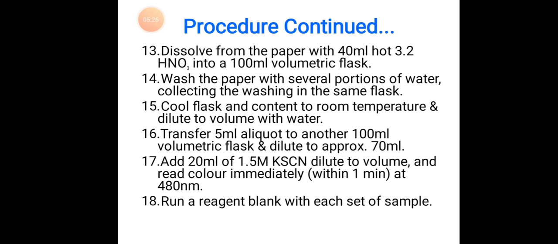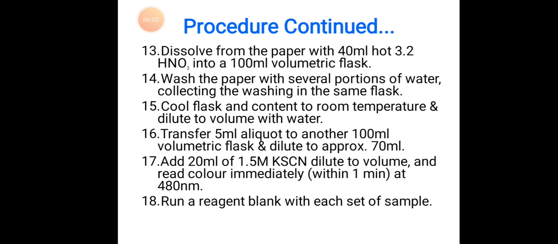Dissolve the paper with 40 ml hot 3.2 normal HNO3 into a 100 ml volumetric flask. Wash the paper with several portions of water, collecting the washings in the same flask. Cool flask and contents to room temperature and dilute to volume with water. Transfer a 5 ml aliquot to another 100 ml volumetric flask and dilute to approximately 70 ml. Add 20 ml of 1.5 molar KSCN, dilute to volume, and read the red color immediately within 1 minute at 480 nanometers.